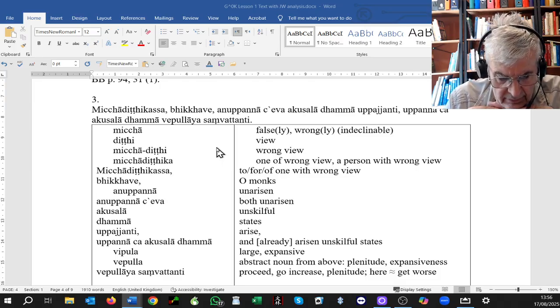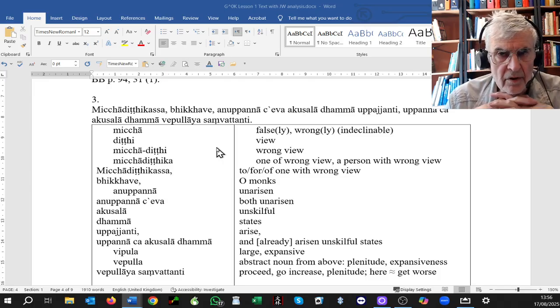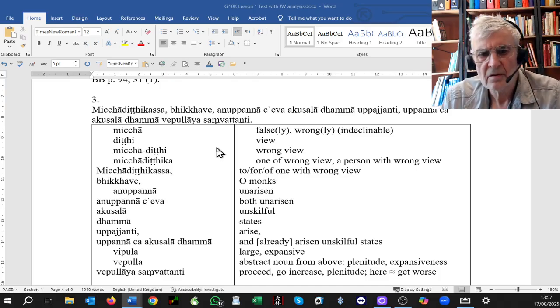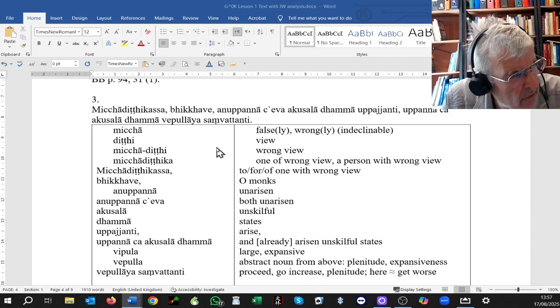The word micchā is used only as a prefix. It's an indeclinable word. It means false or wrong, or falsely or wrongly. You only ever find it prefixed to another word. It doesn't stand as an independent word. I don't think it does.